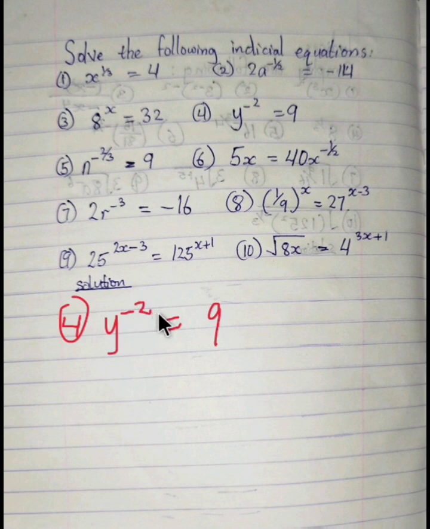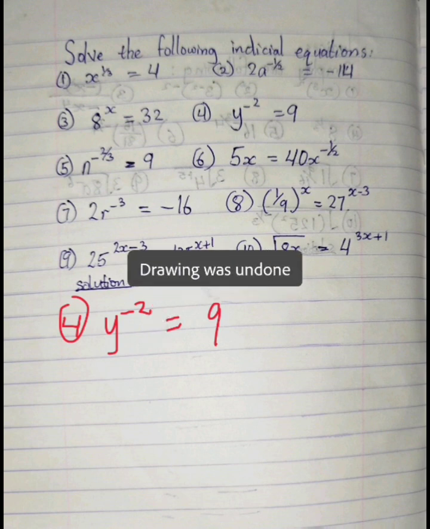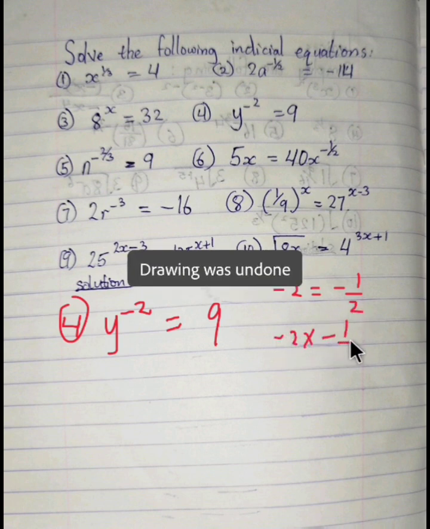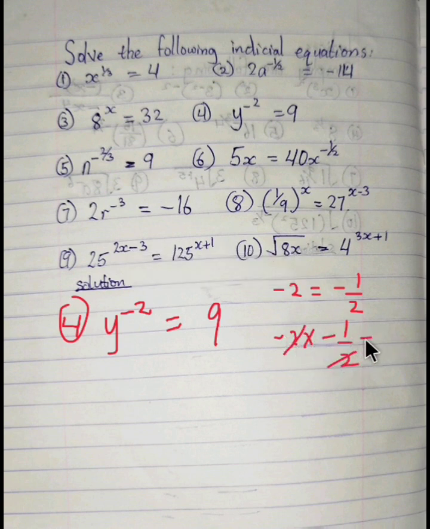So we multiply by minus 1 over 2. Let me write it. You know that the reciprocal of minus 2 is minus 1 over 2. That is to say, minus 2 times minus 1 over 2 is going to give us 1. 2 divided by 2 is 1, and minus 1 times minus 1 is 1. So we multiply the power of minus 2 of y by minus 1 over 2.